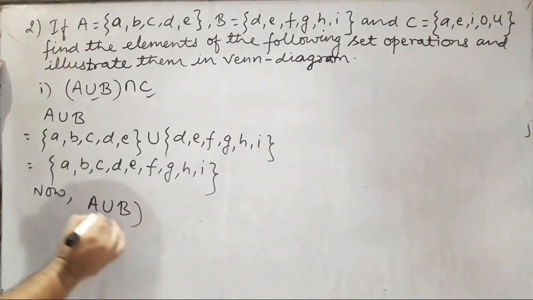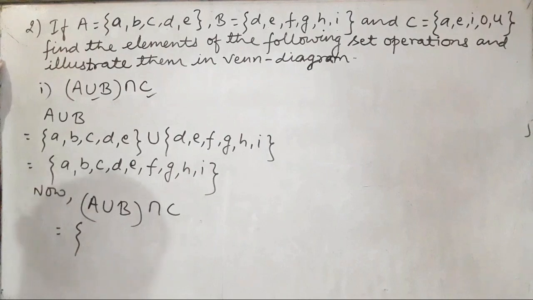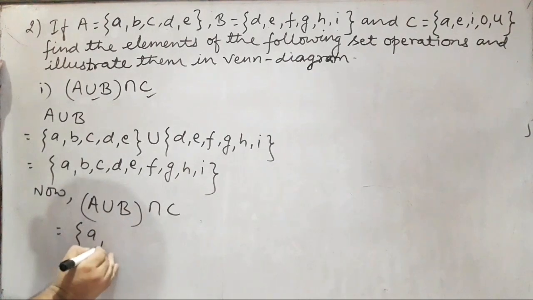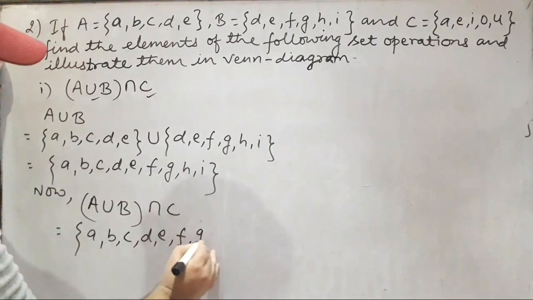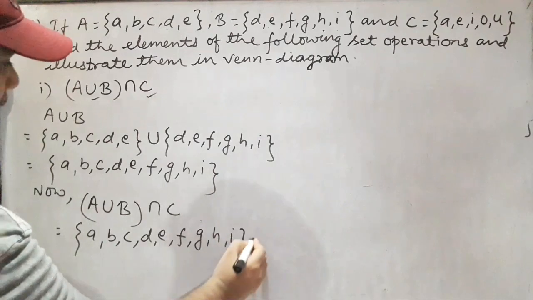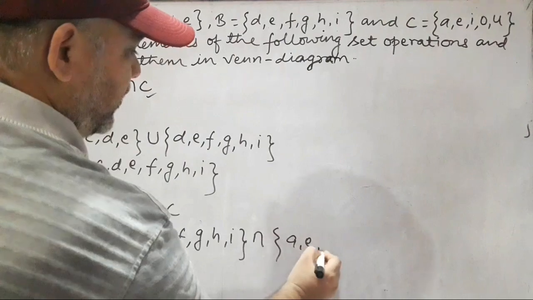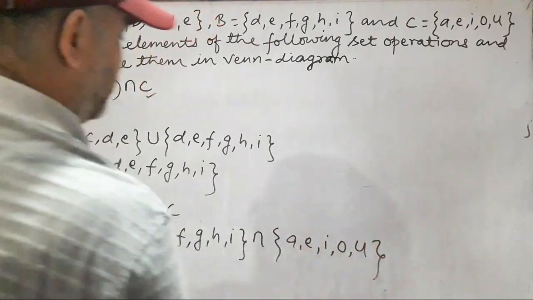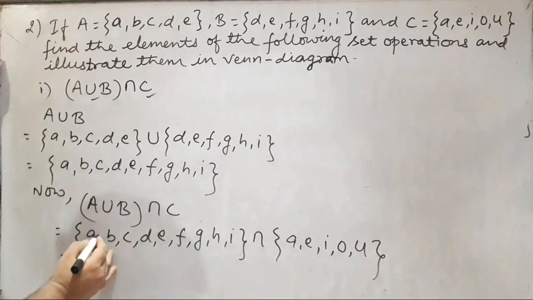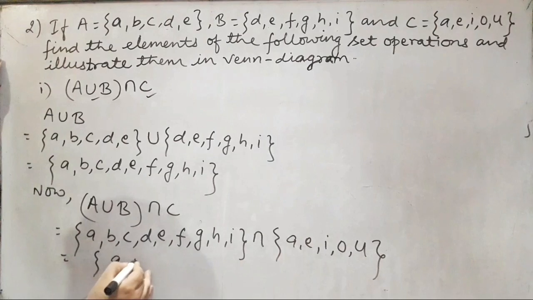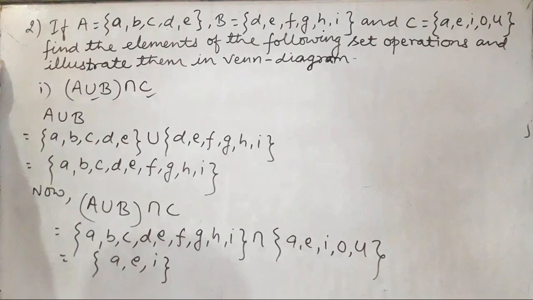(A union B) intersection C. What are the elements of set A union B? A, B, C, D, E, F, G, H, I, intersection the elements of set C: A, E, I, O, U. Now what are the common parts? Since intersection is the common part, the common elements are A, E, and I. So this is (A union B) intersection C.